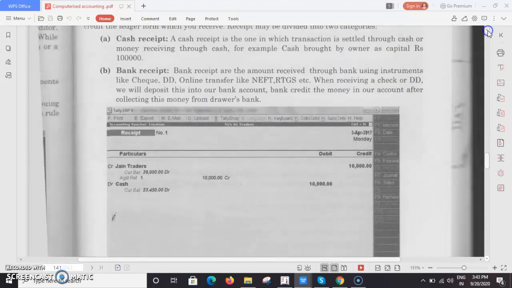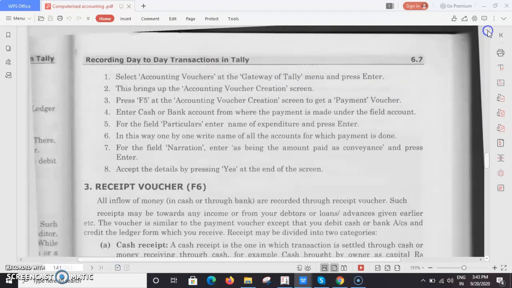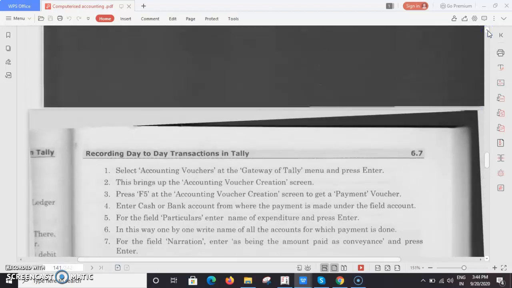Payment voucher we use when we are paying the amount, for example salary paid, rent paid, expenses paid, printing and stationery paid. Receipt voucher is when we are receiving the amount, either in cash or through bank. Interest received, commission received, discount received all come under receipts. For example, bank interest received is a bank receipt. So this is about payment and receipt in Tally ERP 9.